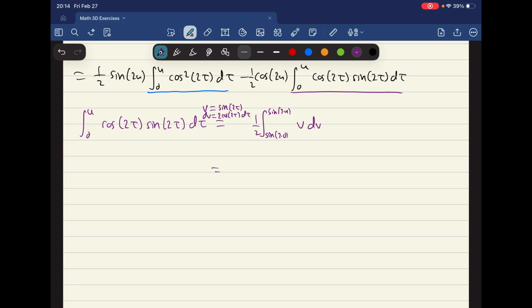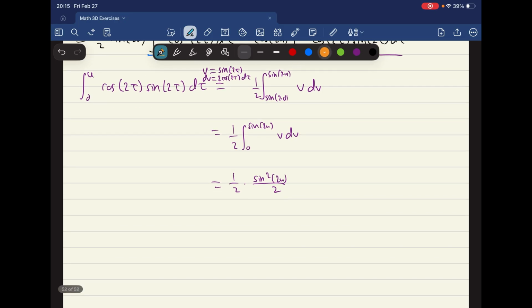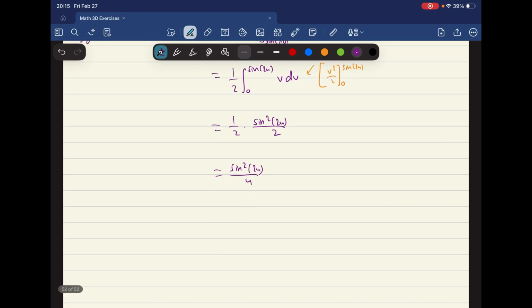But okay, this is 1/2, sine of 2 times 0 is 0, and then we get sine of 2u up above, v dv. And this is easy enough. This will just be 1/2 times sine squared 2u over 2. So here I'm using that an antiderivative of v is v squared over 2, and then I'm just plugging in the bounds. And altogether, what we get is sine squared of 2u over 4.